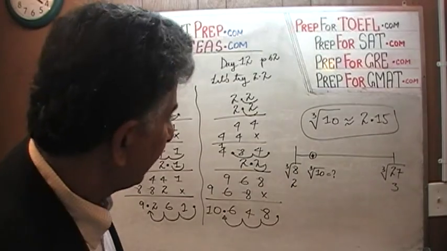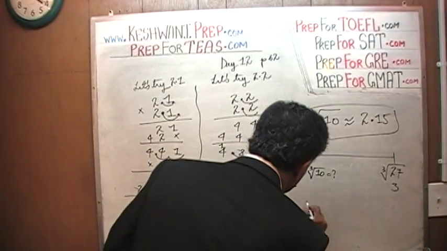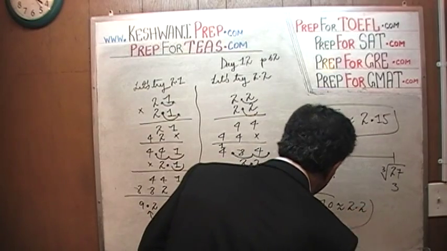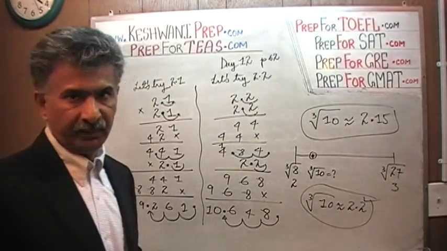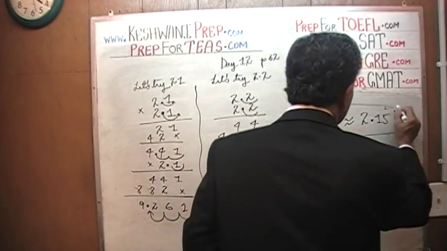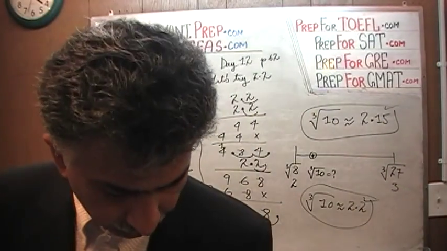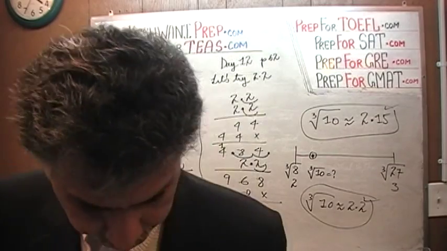And if you were to claim that cube root of 10 is approximately 2.2, it's okay. It's perfectly fine. There is nothing wrong with it. This is just a little bit more refined, a little bit more elegant. That's all. Let's do the next one, shall we?